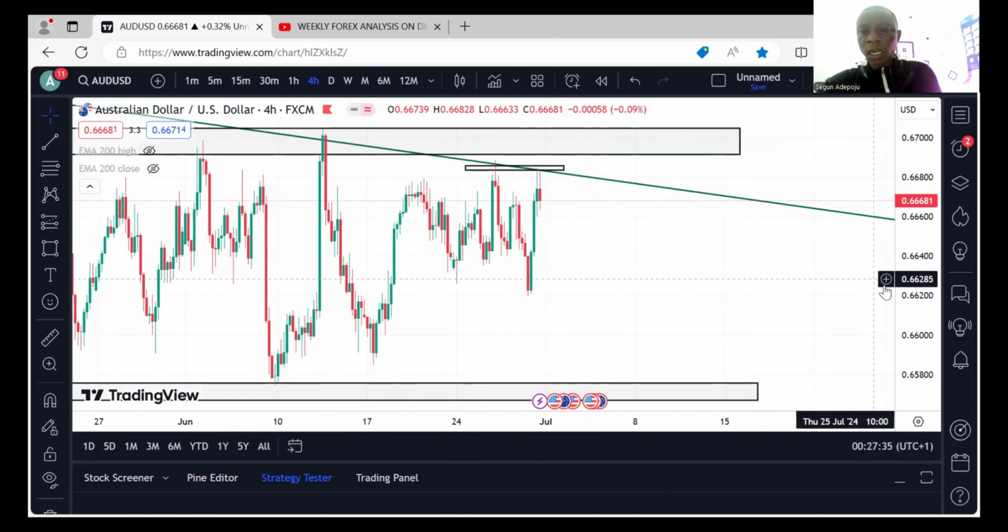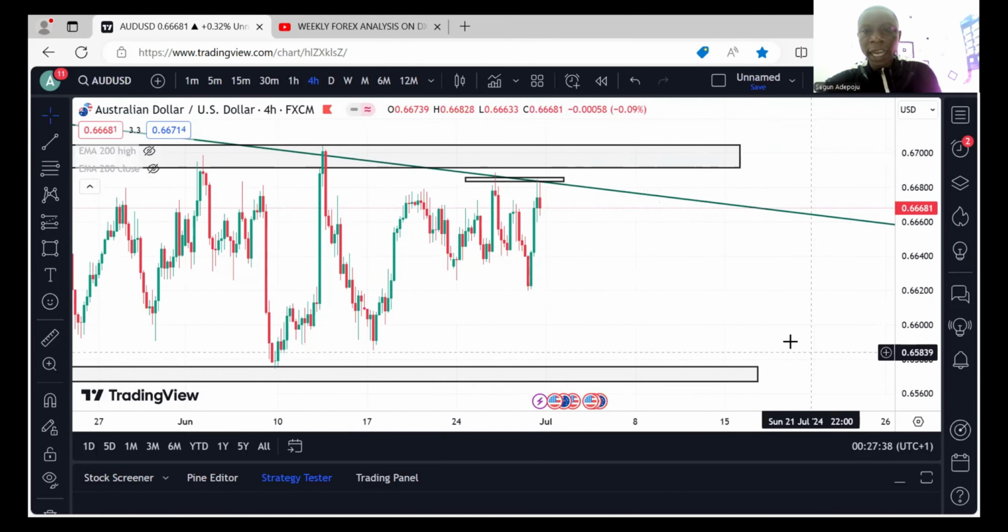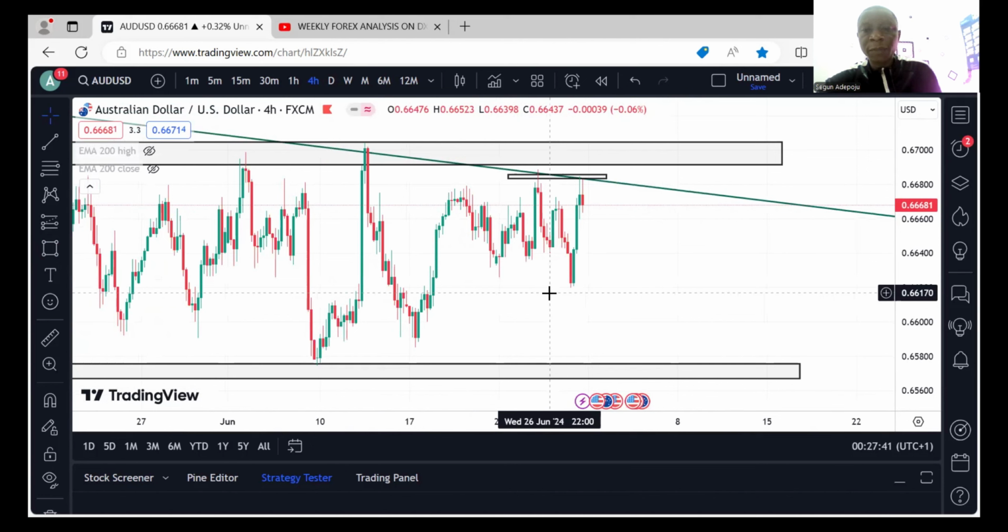I have a very good percentage on this. Now you can see this one forms a double top. So at least I have some confidence that the market is coming down unless it breaks above.